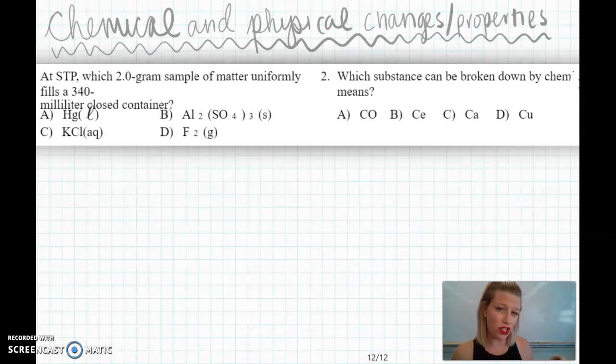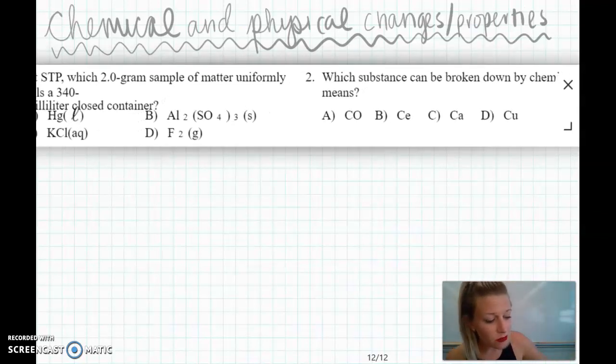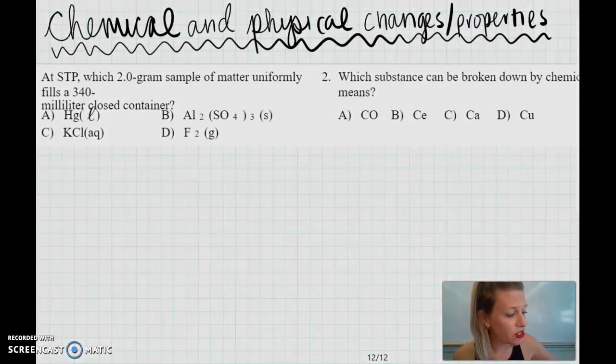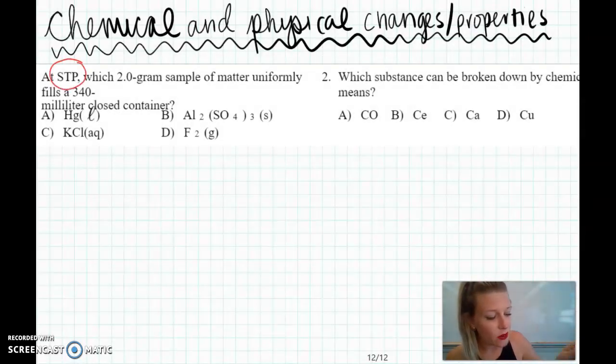So taking a look at question number 1, it says, at STP, this term right here means standard temperature and pressure. We use that often to say that that's the baseline, that's the room temperature, that's our standard. For right now, it doesn't really matter. In a couple of units, that will mean something a little bit more important. But at standard temperature and pressure, which 2-gram sample of matter will uniformly fill a 340 milliliter container?